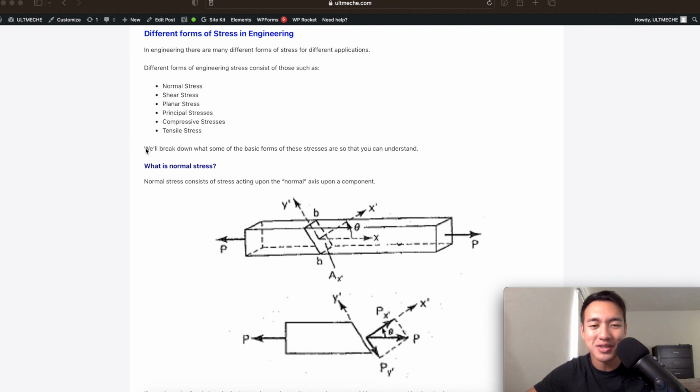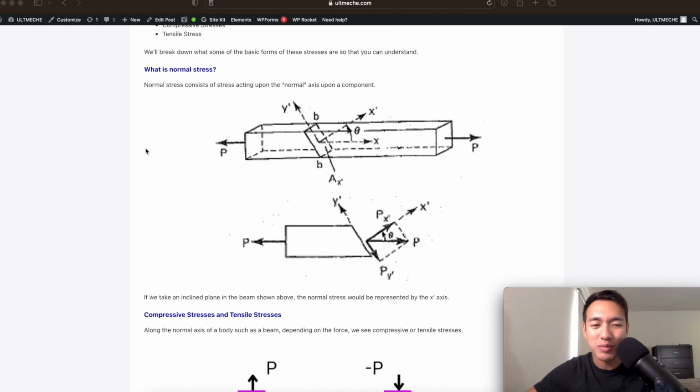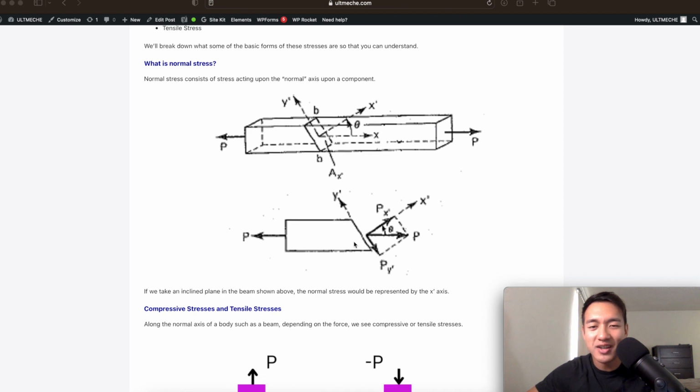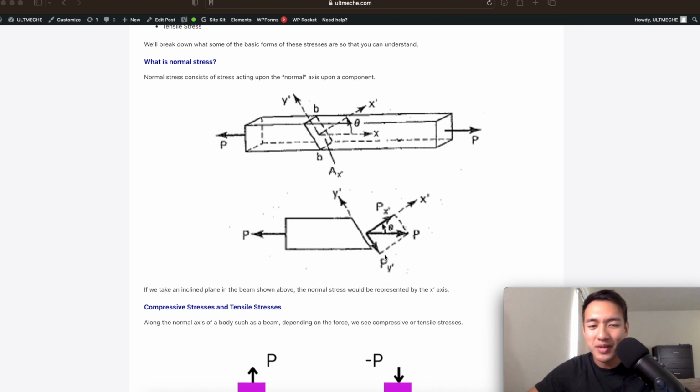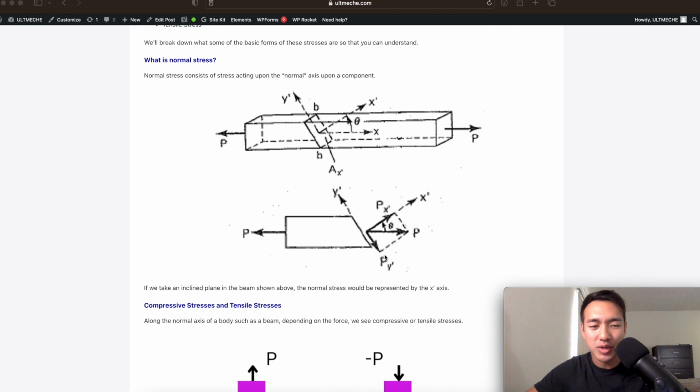stresses, and tensile stresses. We're going to break into each of these different types of stresses. Normal stress is basically taking the stress normal to the normal axis of a component. For instance, say we take a plane on this bar here. X prime right here would be the normal axis, the orthogonal axis based on this reference plane. That's what you can designate as normal stress.